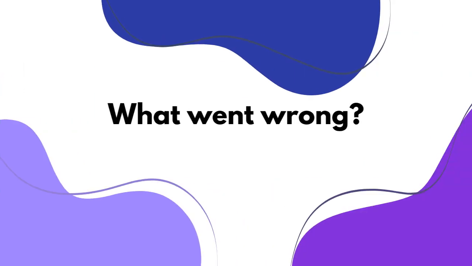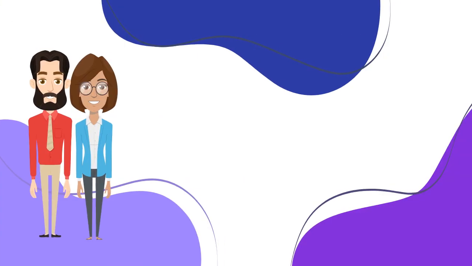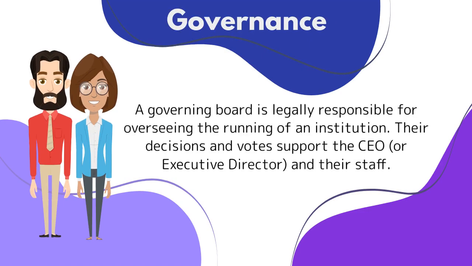What went wrong with this nonprofit? If you were thinking about the division of responsibilities, you're right. Without set expectations for each member of an organization, no one will know what their job is. That's why it's important there is a clear division between governance and operations. Let's learn more. Let's start with your job as a board member, which is governance.